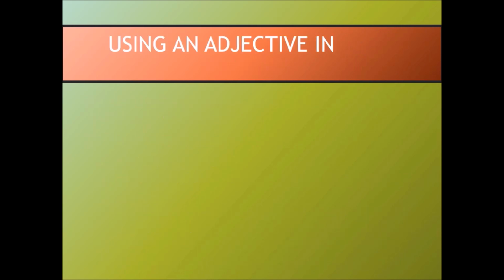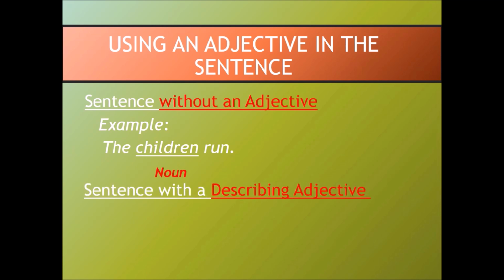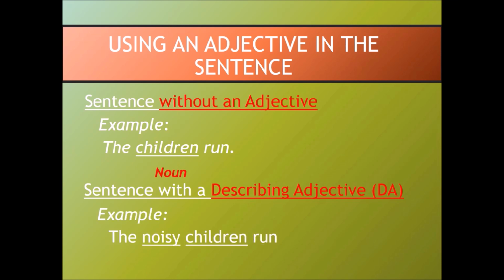Using an adjective in the sentence. Sentence without an adjective. Example, the children run. So there is no adjective there, because children is a noun. Whereas in a sentence with a describing adjective, it can be like this. Example, the noisy children run. Wherein noisy is the describing adjective, and children is the noun.